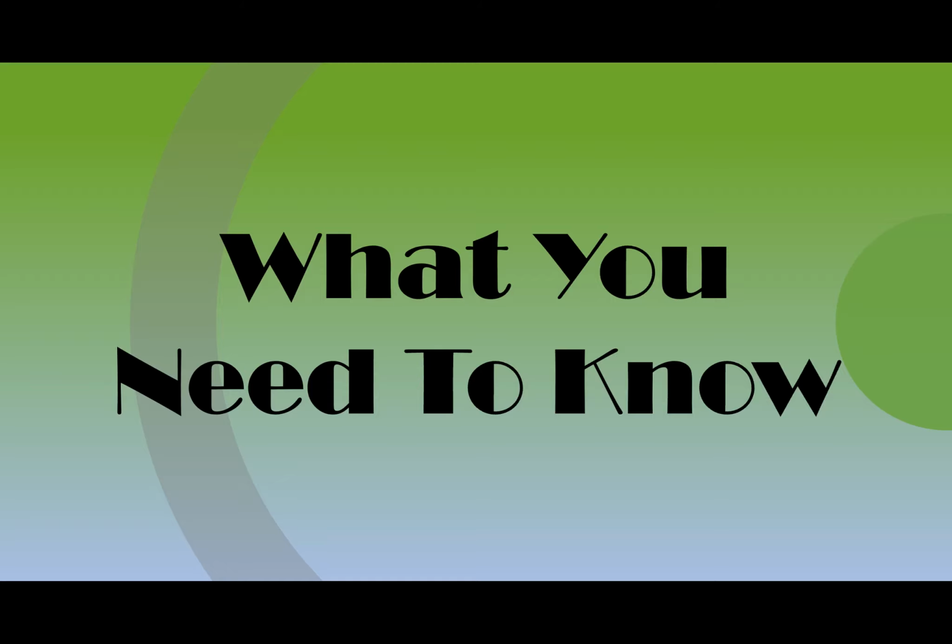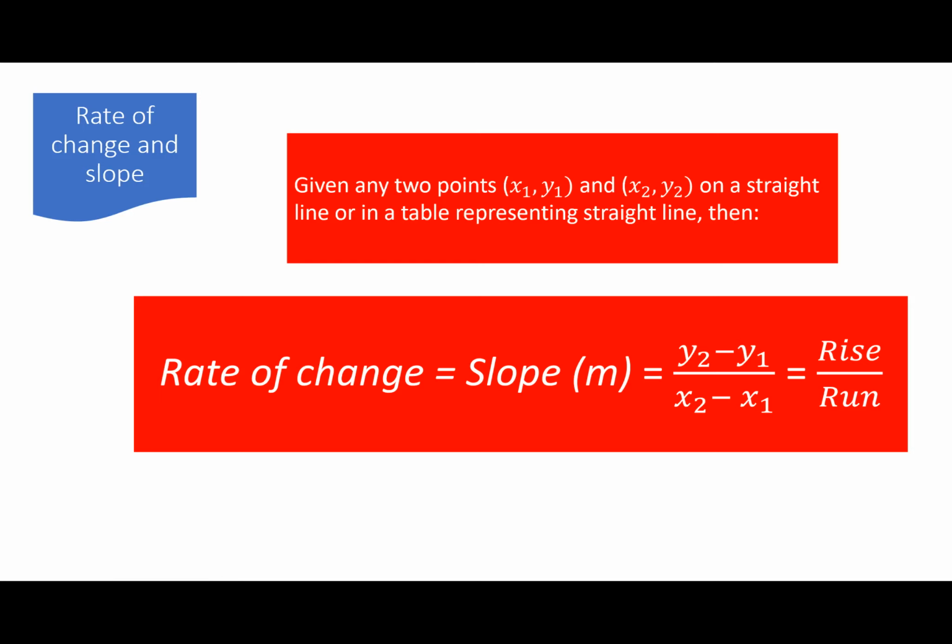Hello and welcome. Here is what you need to know before we get to the examples. Rate of change and slope. Given any 2 points, (x1, y1) and (x2, y2), on a straight line or in a table representing a straight line, the rate of change, the slope, is equal to (y2 minus y1) over (x2 minus x1), rise over run. y equals mx plus b is the equation of a straight line, where m is the slope, the rate of change, and b is the y-intercept, where the line crosses the y-axis. When x is 0, you get y equal to b, that is the y-intercept. Rate of change and slope will be studied in the following examples.